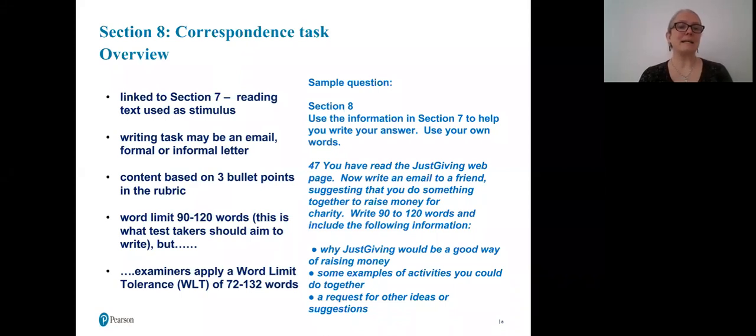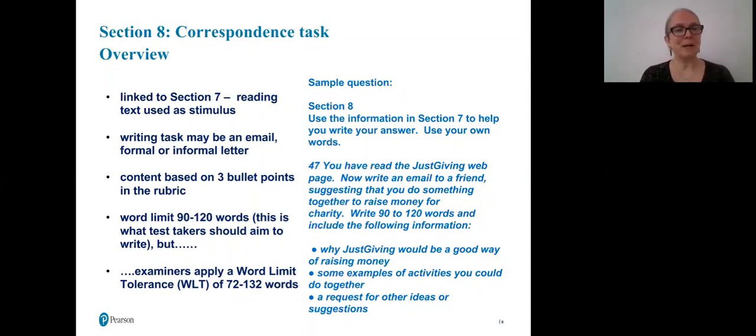And the idea is that the test taker is taking some of the information from the task that they looked at in the previous section and then reworking this in order to engage with a particular addressee for a particular purpose. The content of the writing is based on 3 bullet points, which are clearly set out in the task rubric.